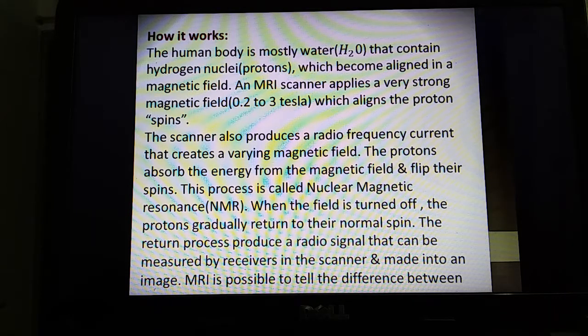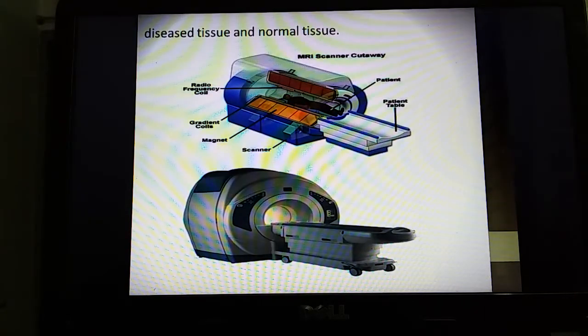With MRI it is possible to tell the difference between diseased tissue and normal tissue, as a tissue or an organ of our body contains so many tissues. These tissues react after a magnetic field is applied, and whenever they get back to their regular spin or regular position, from the emitted energy we can form different images, and from that image we can differentiate between a diseased tissue and normal tissue.